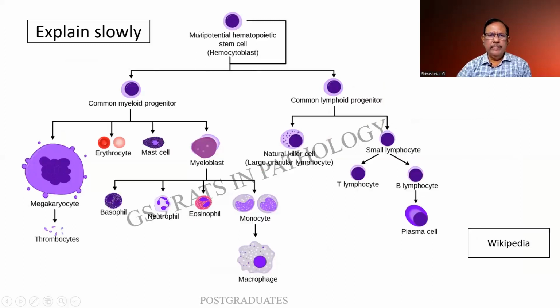I am repeating it. There is a multipotential hematopoietic stem cell, hemocytoblast. This can differentiate into the lymphoid lineage or into the myeloid lineage. So here there is a common myeloid precursor from which I can get the megakaryocyte, the erythrocytes, the mast cell which is actually the basophil. There is a myeloblast. Then there is the basophil, neutrophil, eosinophil and this. Also there can be the macrophages. So see the potential of these.